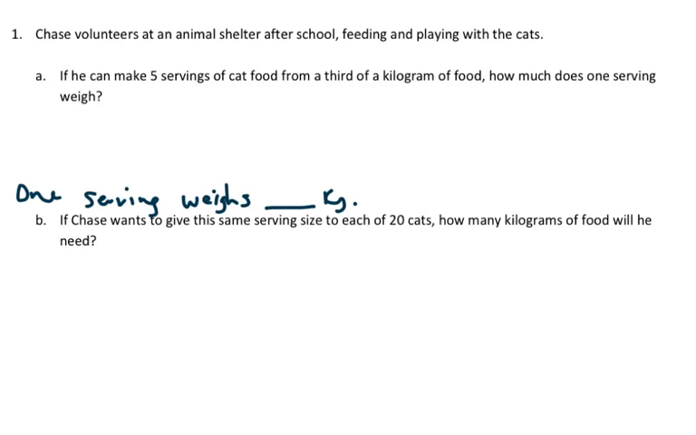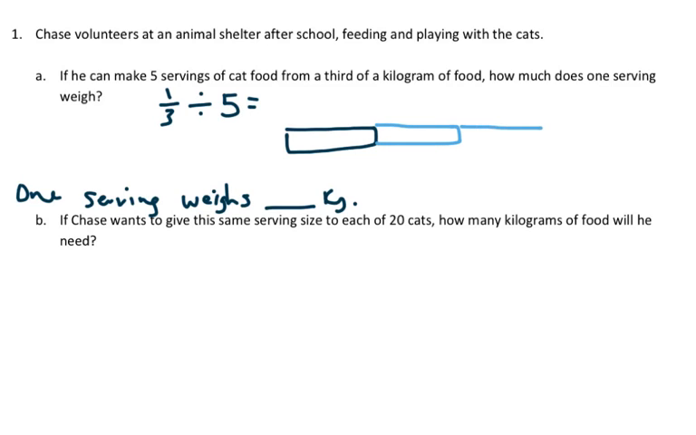So I know that I'm going to have 1/3 of a kilogram of food, and he makes 5 servings, so I'm dividing that by 5. And I'm going to do the tape diagram. I really like the tape diagrams for these. And this is going to represent 1/3, so the whole thing would kind of look like that. And I'm dividing it by 5, so let me do that there.